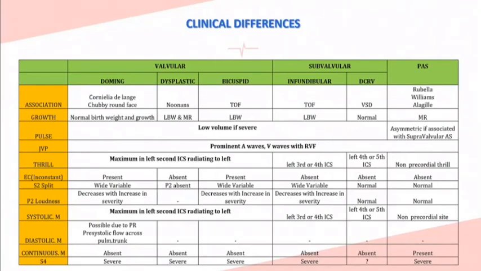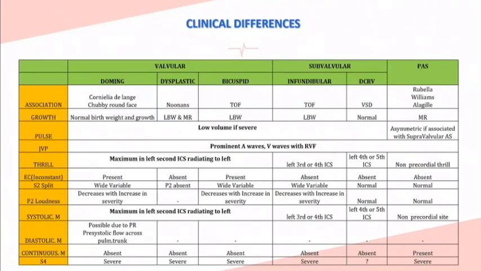And the loudness of P2 is inversely proportionate to the severity of obstruction. So the loudness decreases with increasing severity in most of the types, except for DCRV and pulmonary artery stenosis. And so, as already discussed, the systolic murmur goes in par with the thrill.